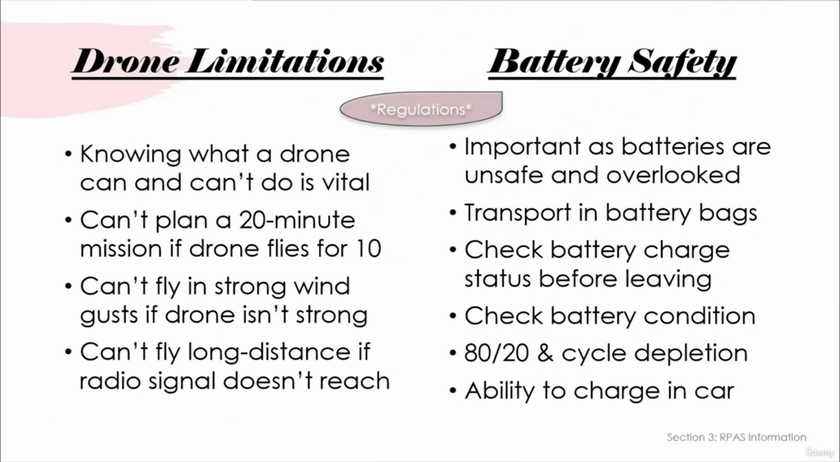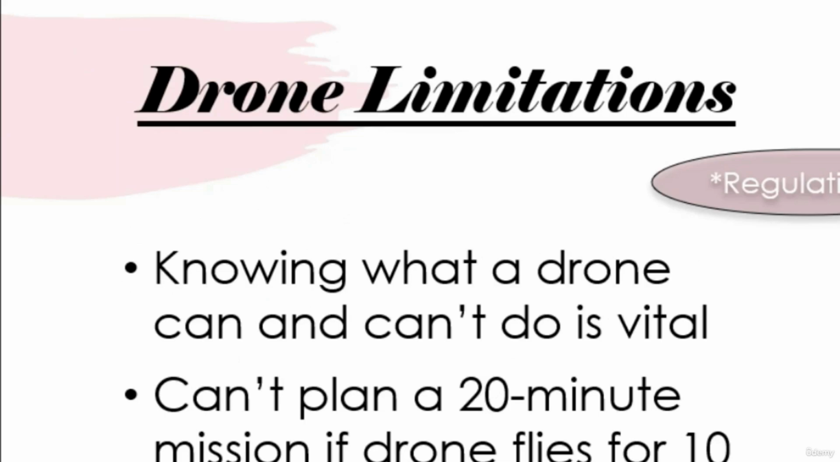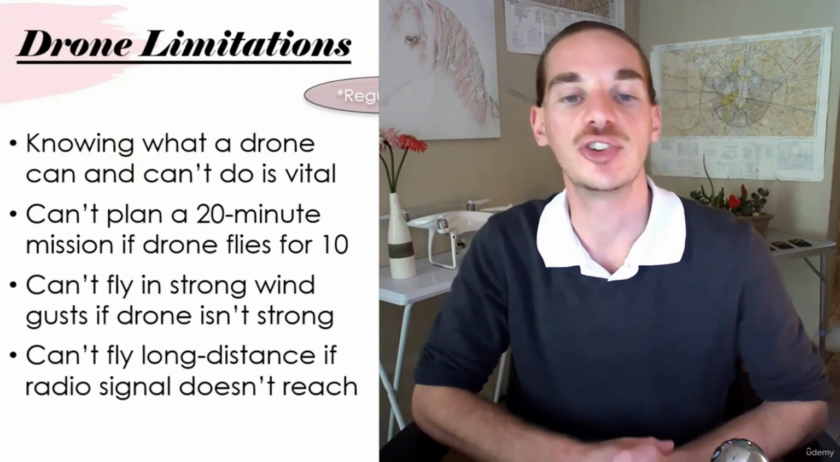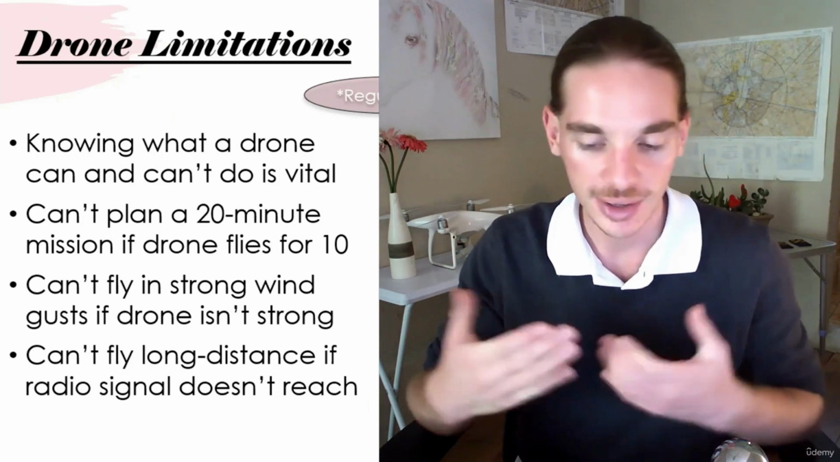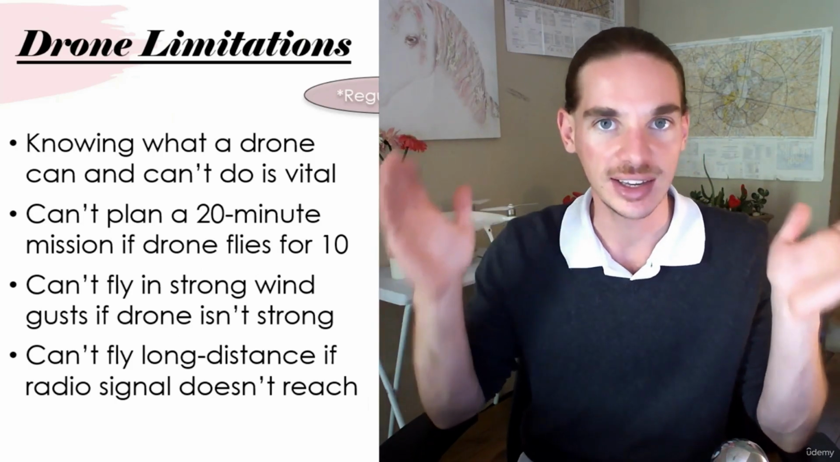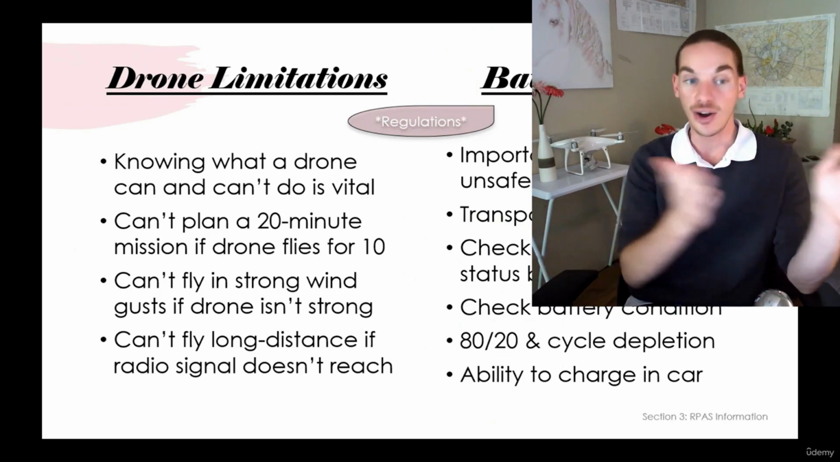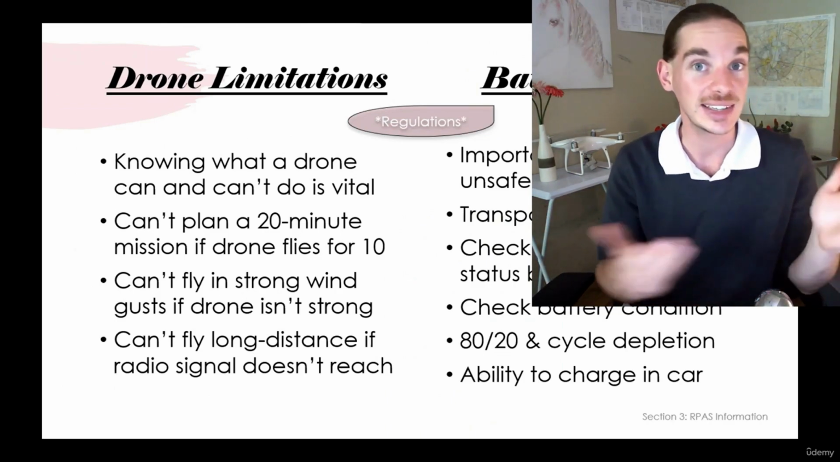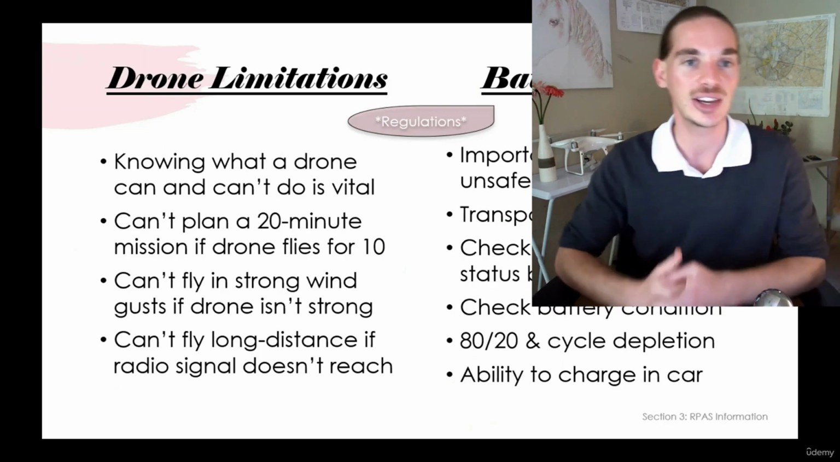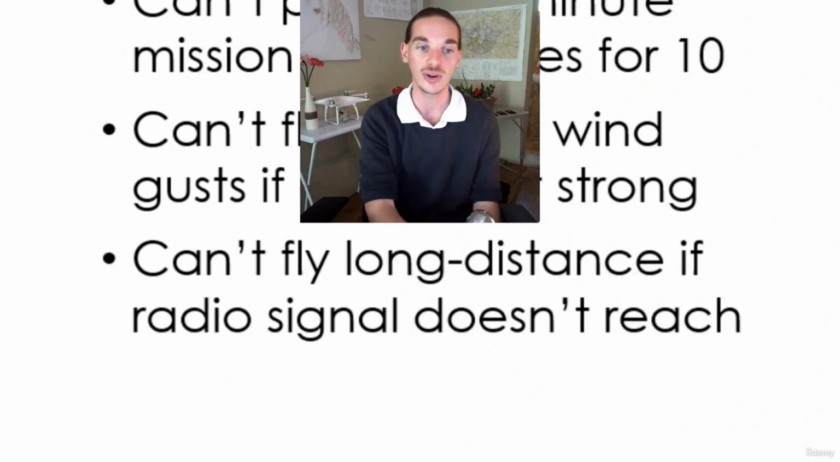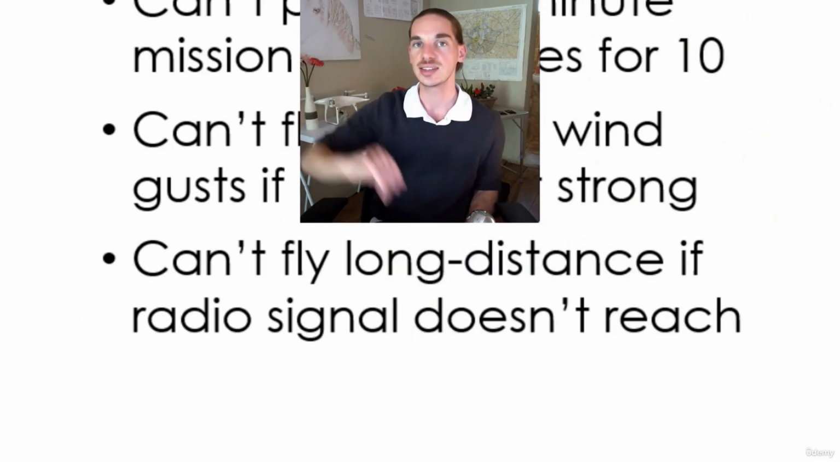Drone limitations. Knowing what a drone can and can't do is vital. You can't plan a 20-minute mission if a drone flies for only 10 minutes. That's like the most basic example ever. If my drone is only going to last 10 minutes in the air, I can't plan to fly my drone for 20 minutes, can I? No, I can't. Okay, that's a limitation. You can't fly in strong wind gusts if the drone isn't strong, and you can't fly long distance if the radio signal or the C2 link does not reach that distance.